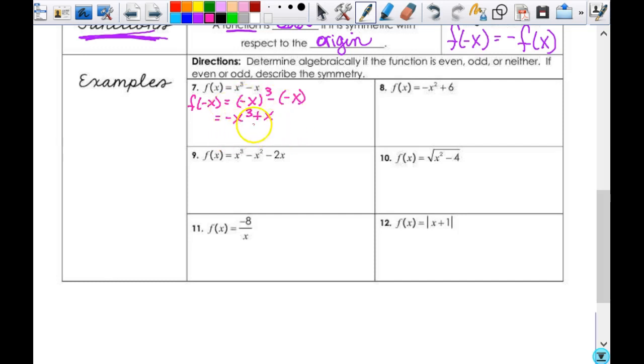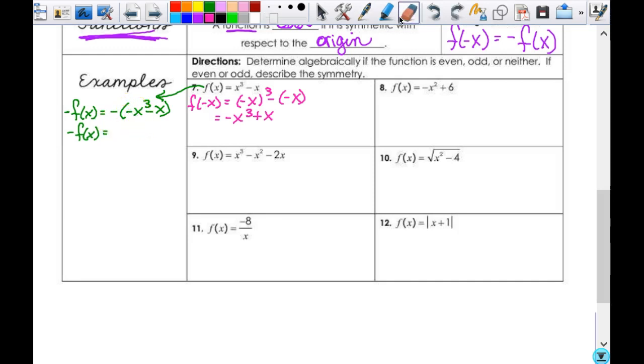When I look at this and I look at this, clearly they're not the exact same thing. So I know I'm not getting f of x. Is this equal to negative f of x? Watch what happens here. I know that this is my f of x, right? So negative f of x would have to equal negative x cubed minus x, right? So negative f of x is equal to, oh shoot.